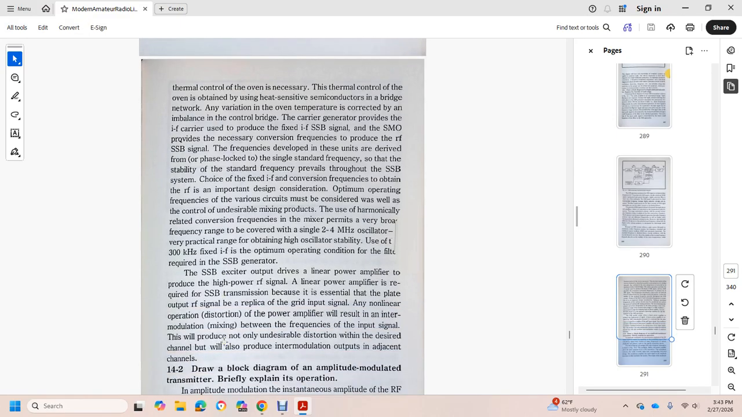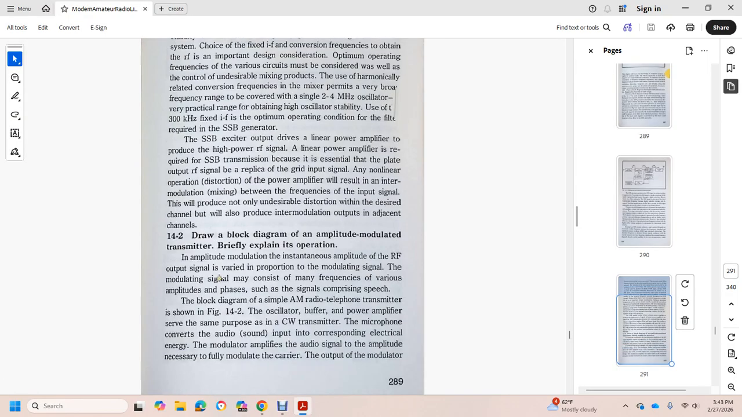The single sideband exciter output is derived with the linear power amplifier, which produces the high power RF radio frequency signal. In the single sideband transmitter, the linear power amplifier becomes essential, so that the output radio frequency is a replica of the input signal. Anomalous operation causes distortion in the power amplifier, resulting in intermodulation and mixing between the frequencies of the input signal, producing undesirable distortion within the desired channel and intermodulation output in the adjacent channel.